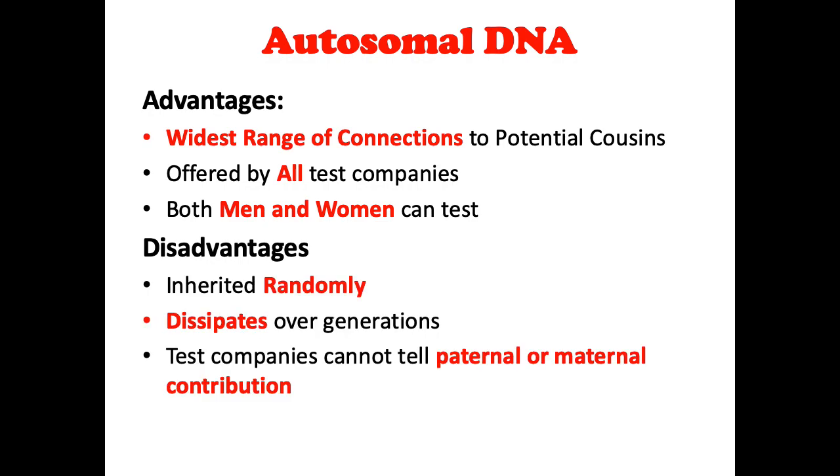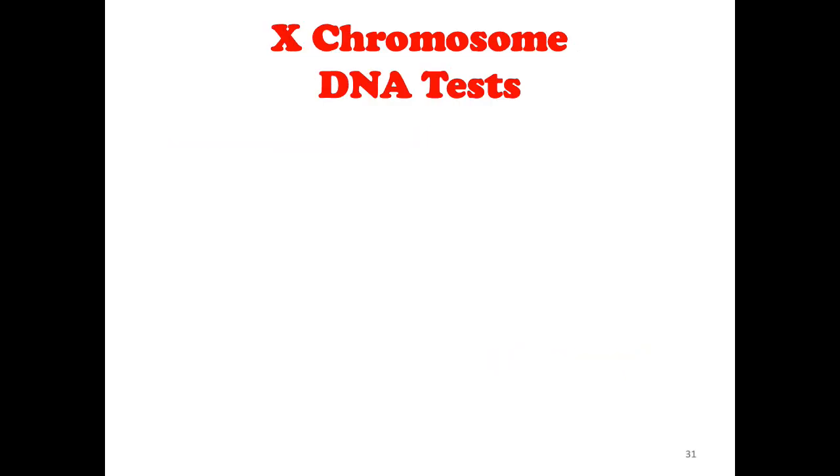And the disadvantage, or the issue that you have to work with, is that it recombines randomly. So you have to identify whether or not a relationship is on the paternal side or maternal side. And it doesn't last forever. You get a certain amount from your ancestors, but it dissipates over a number of generations. So you go back 5, 6, 7 generations, and there'll be ancestors that you got none of their DNA from.